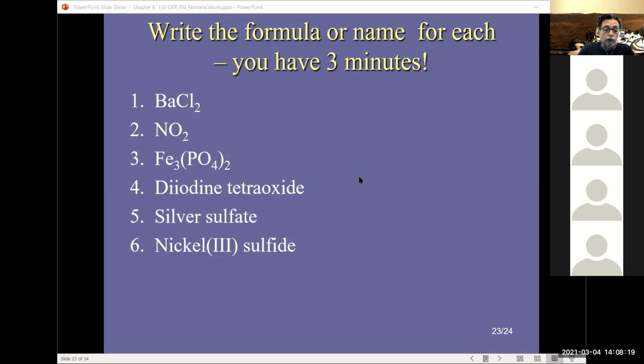That means number 4. What would be the formula for number 4? Okay, so diiodine tetroxide. Iodine and oxide are both using prefixes, so they're covalent compounds. So what would be the formula?